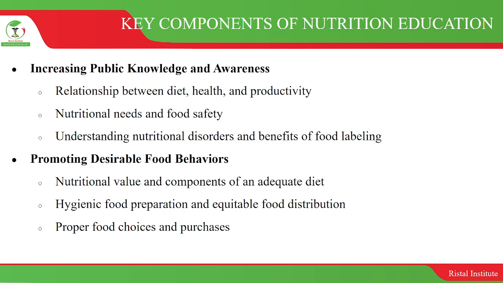2, we want to promote desirable food behaviors. Under this, we have to empower the communities about the value of the various foods and the components of an adequate diet. We have to make sure also we empower the communities about hygienic food preparation and equitable food distribution, and how they should make sure they have proper food choices and purchases. When they go to the market to purchase goods, what are some of the good choices of the foods that they can make in order to have a balanced diet and good health?